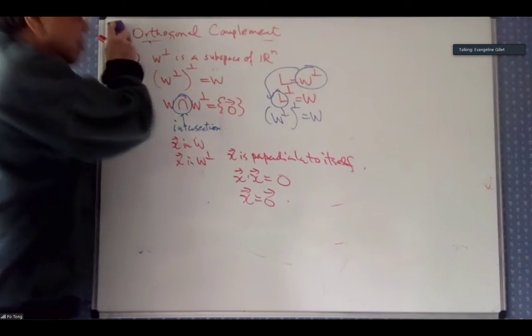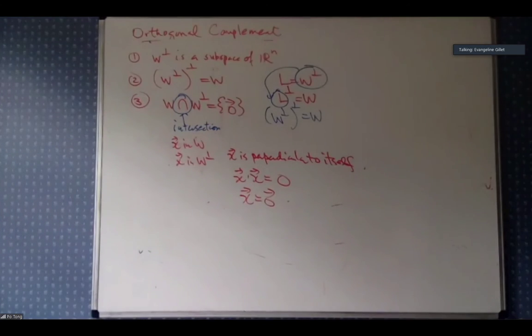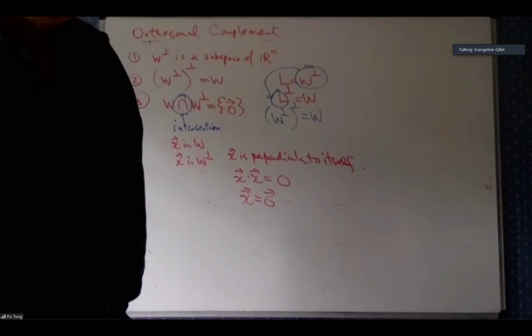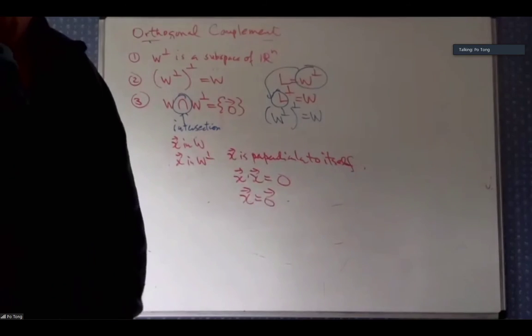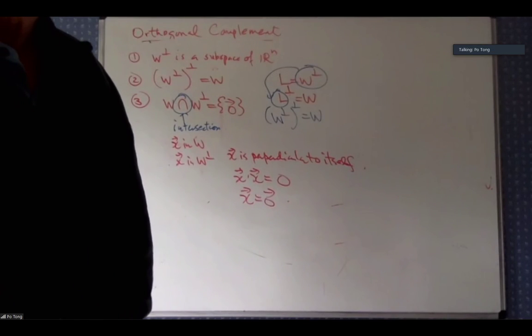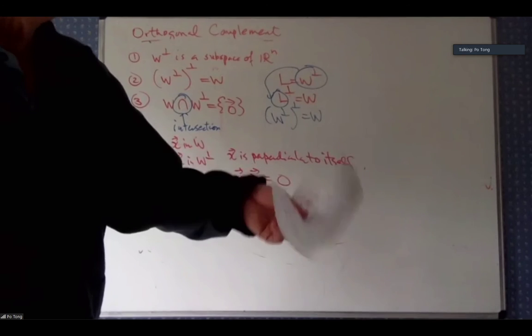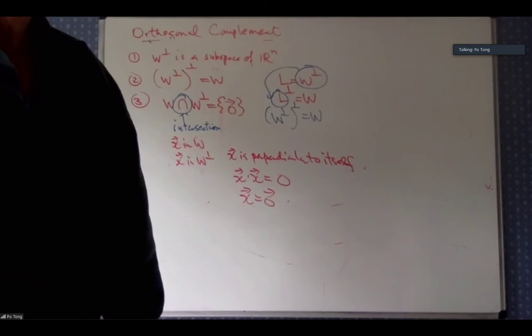So if W isn't a subspace of Rn, can we not do this stuff? Yeah, you cannot do that. The definition is assuming that you start out with W a subspace. Okay. Yeah, W is a subspace. And then W perp is also a subspace. Okay?